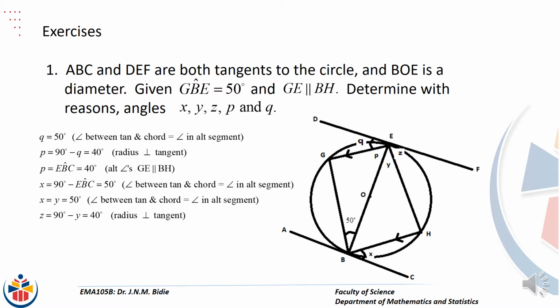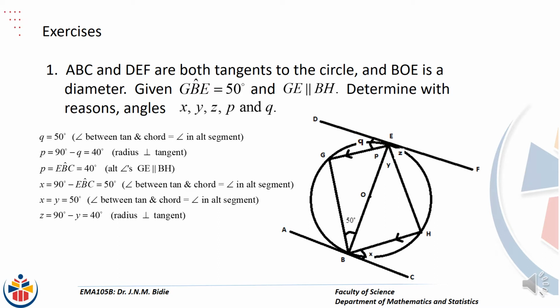But in this case, what I've chosen to use is that angle EBC is equal to P because of those two parallel lines. And therefore, P and angle EBC are alternate angles. They're equal. Therefore, because P is 40 degrees, that means even that angle is 40. Therefore, X is equal to 50 degrees.